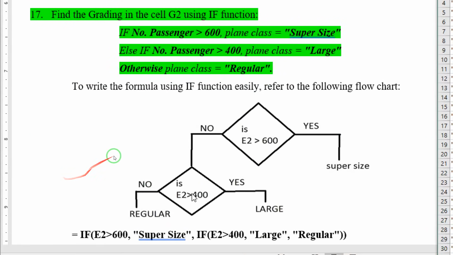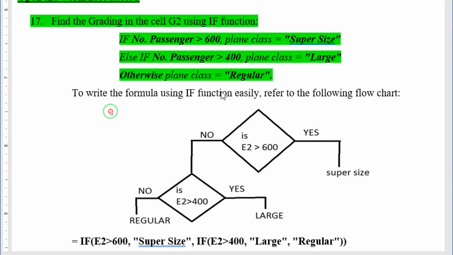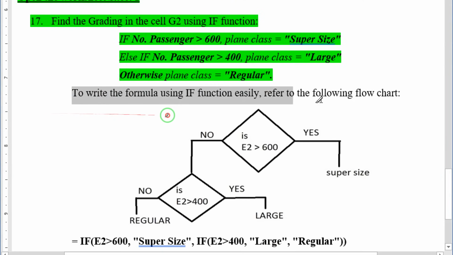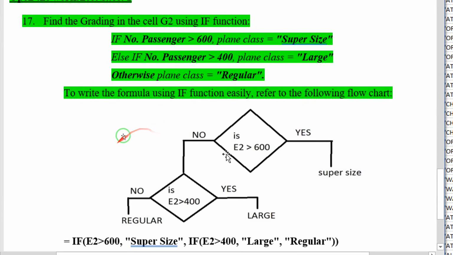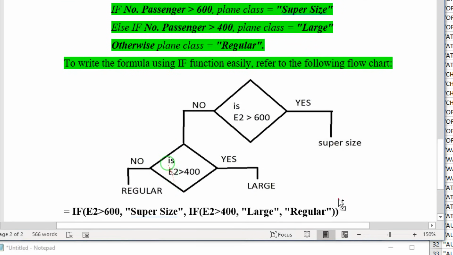So let us write down the formula. I hope you understand this logic. If you didn't understand, still let us see this flow chart here. It's more easily shown in the picture. So you can see, is the plane number of passengers E2 greater than 600? If it is yes, then the class is supersize, so we can say simply supersize.